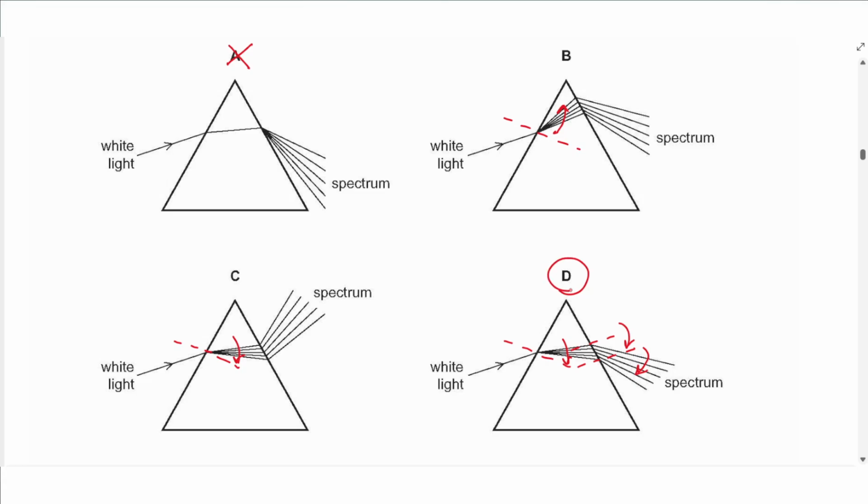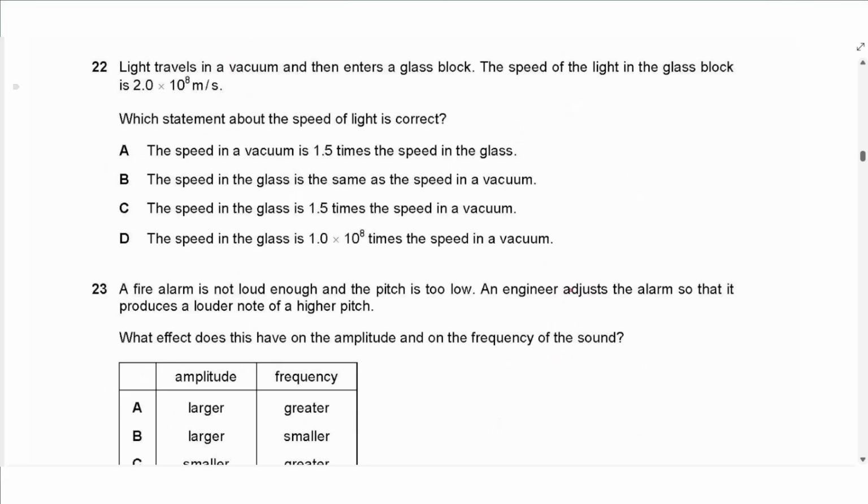So we choose D. Question 22 says light travels in a vacuum and then enters a glass block. The speed of the light in the glass block is 2 times 10 to the power of 8 meters per second. Which statement about the speed of light is correct? The speed in a vacuum is 1.5 times the speed in glass. The speed in vacuum should be memorized, which is 3 times 10 to the power of 8. If we divide that by 2 times 10 to the power of 8, we actually do get 1.5. So the first sentence is correct.